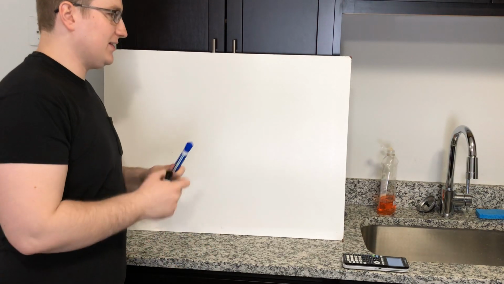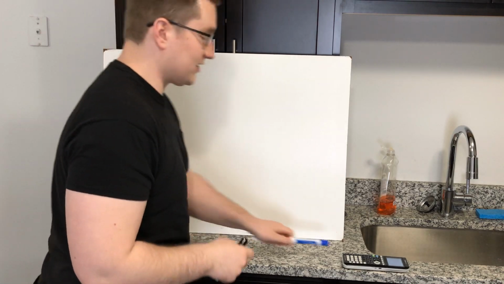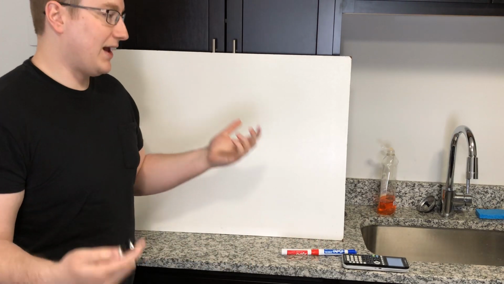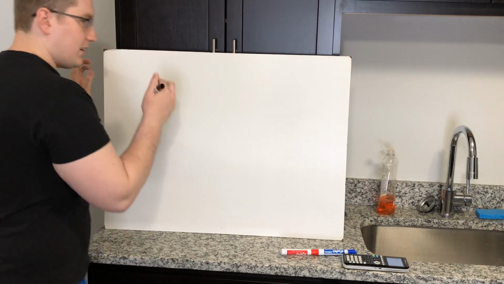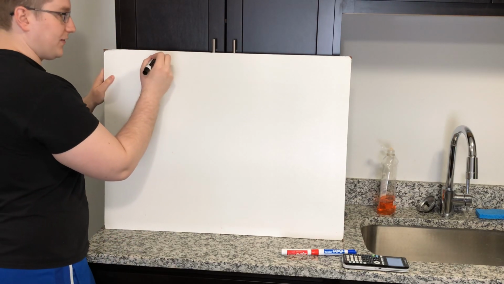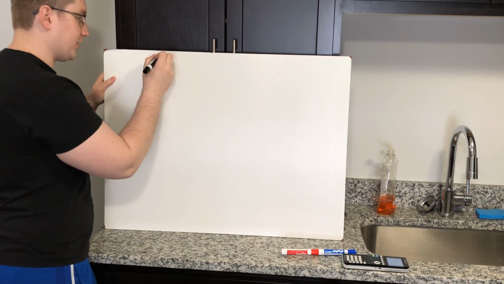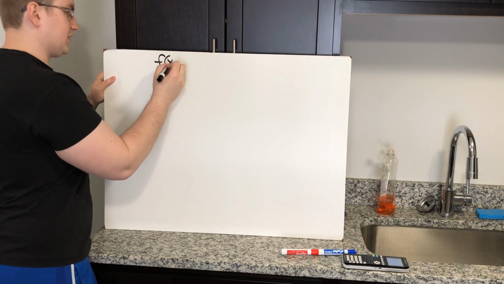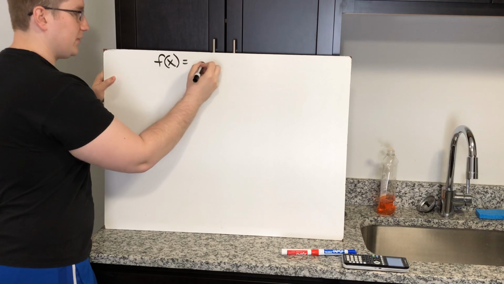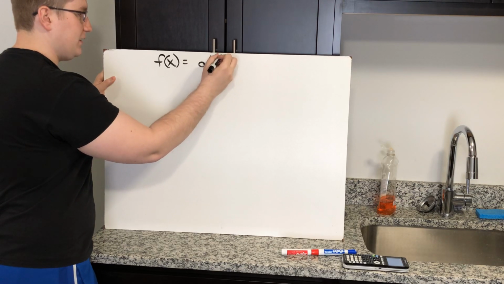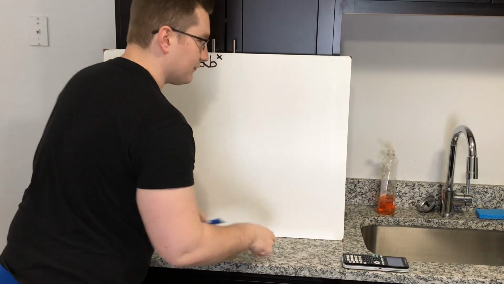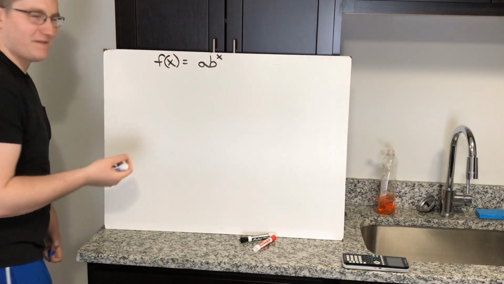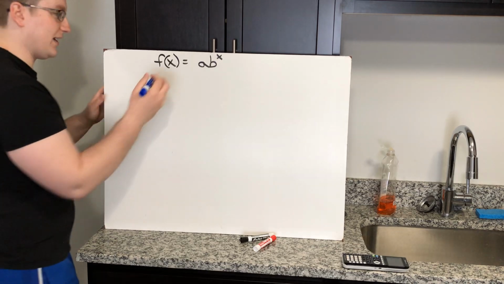So what we're going to do today is talk about exponential functions, growth, and decay. If I have my main equation that I'm going to be using, called an exponential function, it is f of x equals a times b raised to the x power. So let's label some stuff. F of x is just a fancy way of saying y. We know what that is.